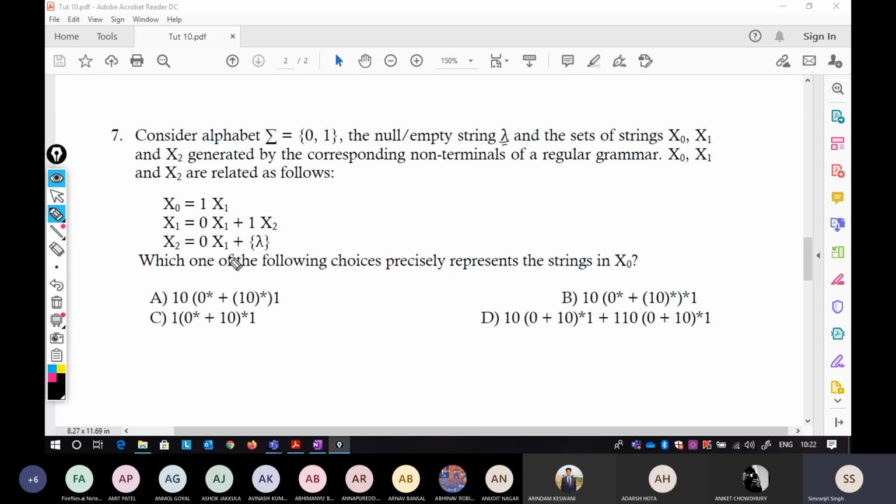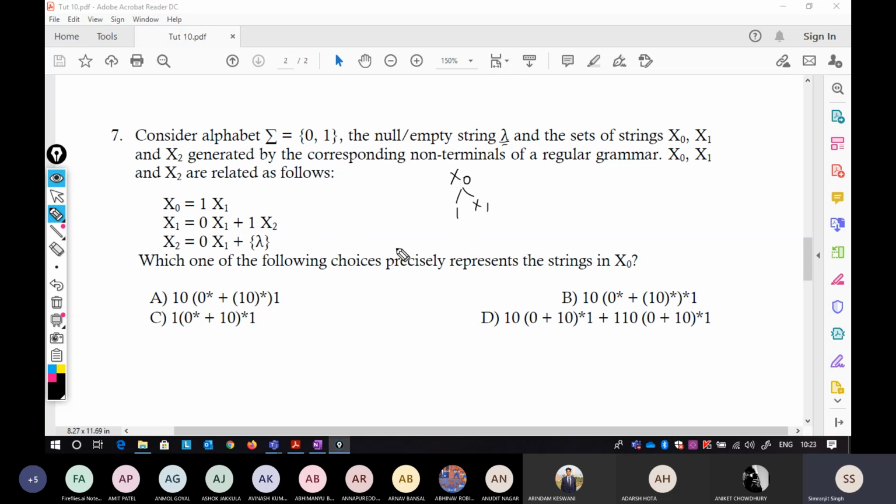Okay, so this is just a particular grammar that is given to you, and they're saying which of the following choices precisely represent the string x0. Whatever your x0 is, it is your starting symbol, and you have to see whatever x0 is deriving. Okay, so just take a little bit of time and see what exactly x0 is doing.